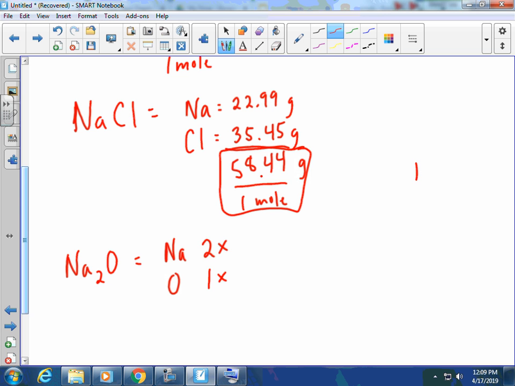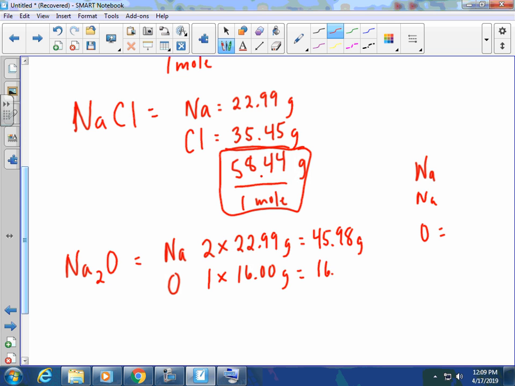And I can also do it this way. Just write Na twice, and then O. And then I just write in the masses. So Na is 22.99. We just saw that. And oxygen is 16.00. So if I do two Nas, it would actually be 45.98. Cool. And then the one oxygen is just going to be 16. 61.98. Oh, I already gave you that one, didn't I? We did that as a journal yesterday, didn't we?